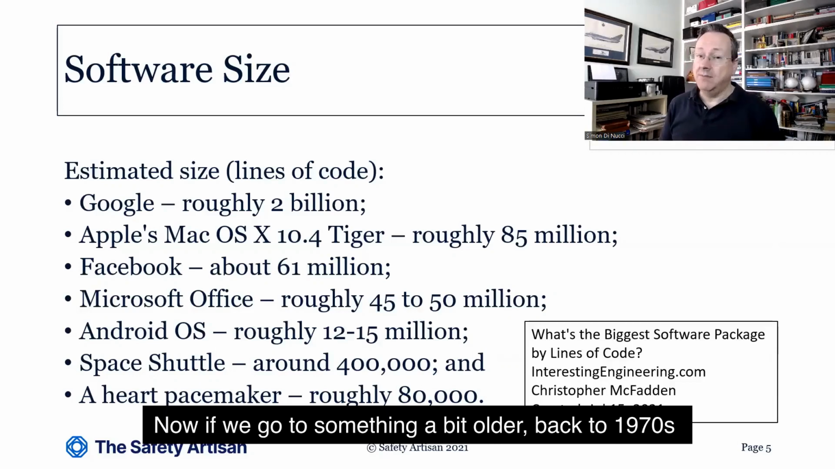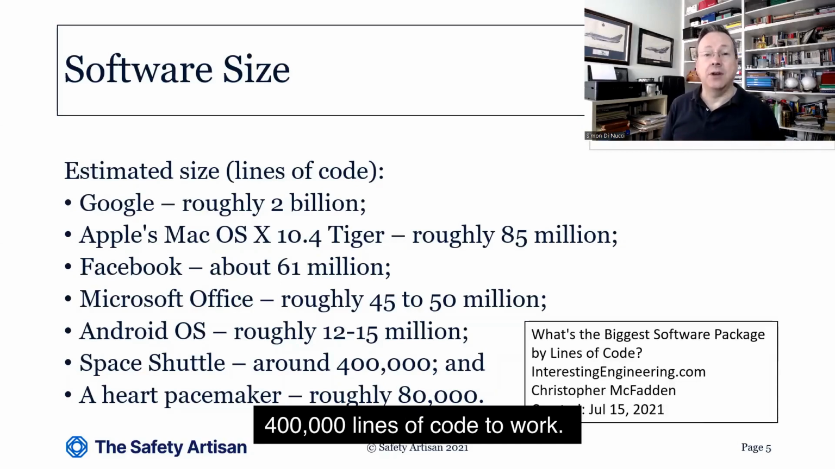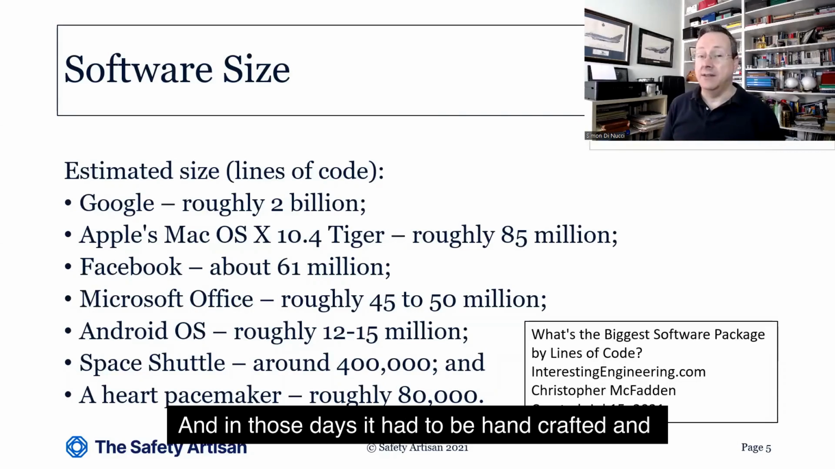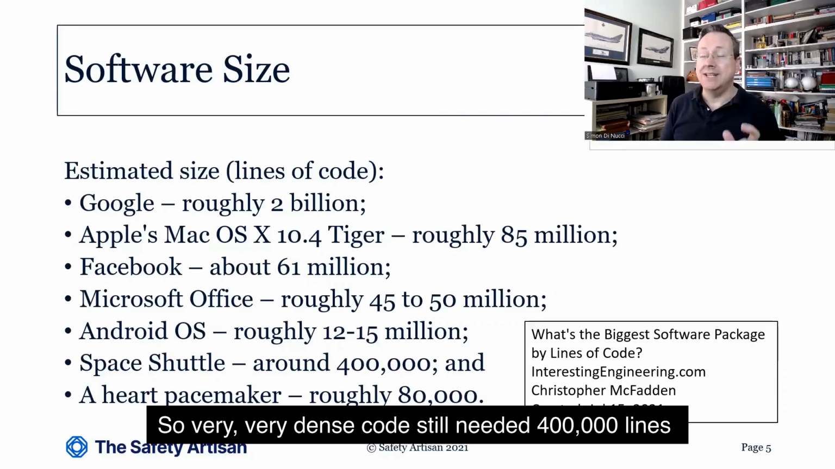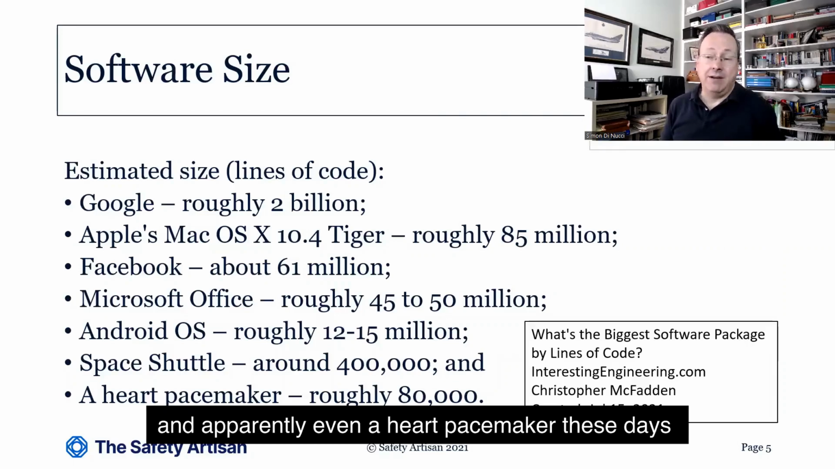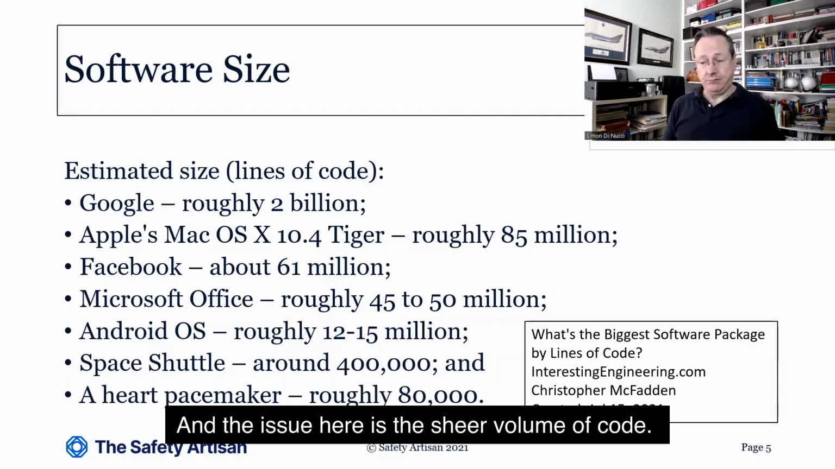Now, if we go to something a bit older, back to 1970s and 80s technology, the space shuttle required about 400,000 lines of code to work. And in those days, it had to be handcrafted, and probably a lot of it was assembler. So very, very dense code, still needed 400,000 lines. And apparently even a heart pacemaker these days has got about 80,000 lines of code in it.